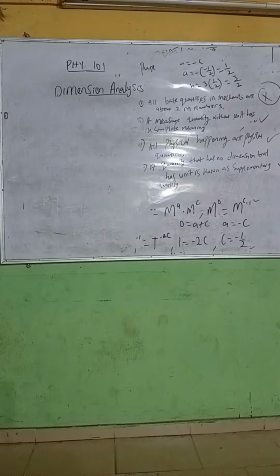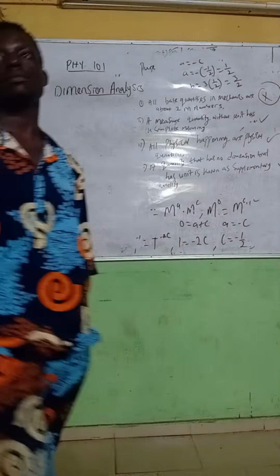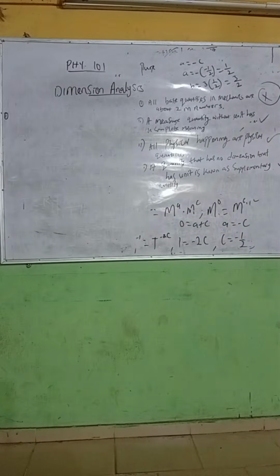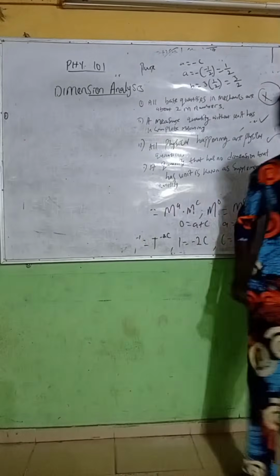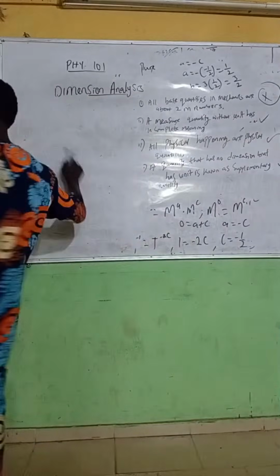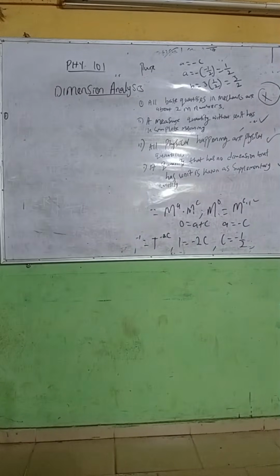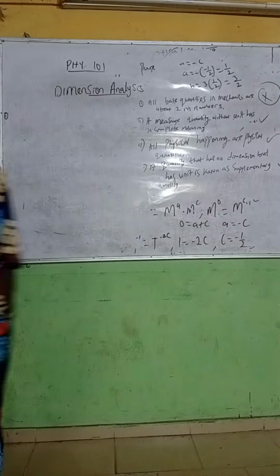The dimension of the base quantity is zero in any other base quantity. Yeah, that's true, 3 and 4. But let me check that very well. The dimension of the base quantity. No, it's false. Dimension cannot be zero. It can be 1. So the answer is 3 only.